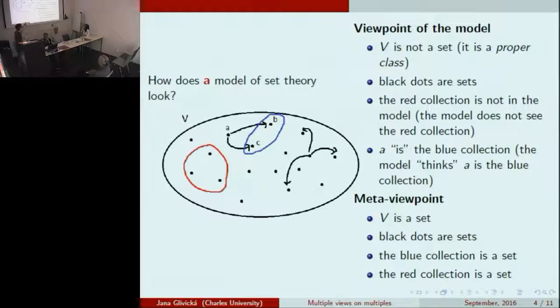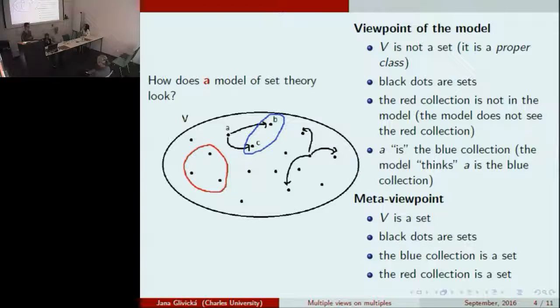So, from the first, let me talk about this meta viewpoint, because from the meta viewpoint, everything is simple. From the meta viewpoint, it means from the viewpoint of us as mathematicians living in the world of mathematics, where almost everything is a set, well then everything is a set. This universe V is a set. All those black dots are sets. This blue collection, come back to these colors, this blue collection is a set. Also the red collection is a set. It's just simple. Everything is a set.